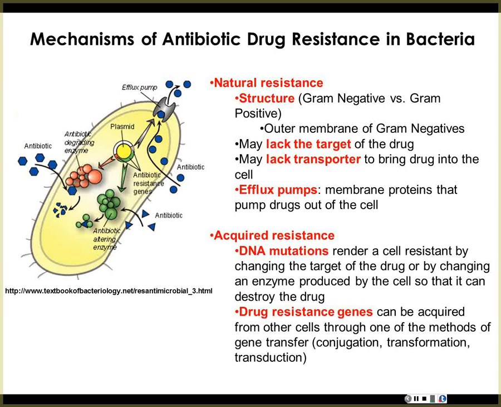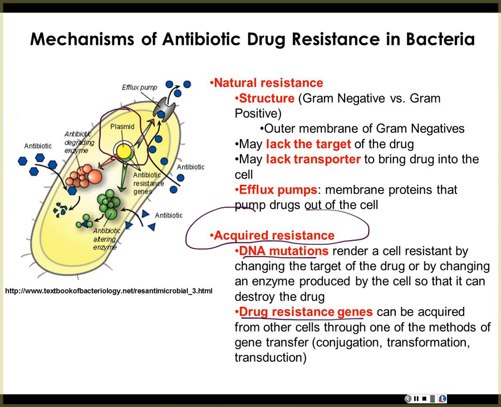Okay, that's natural resistance. Acquired resistance: you've got an organism that wasn't resistant to an antibiotic drug, and it becomes resistant to it. That could be due to a DNA mutation of some kind, or you pick up drug resistance genes through one of those horizontal gene transfer methods we talked about, like conjugation, transformation, and transduction. They're picking up genes that they didn't have before. A lot of times these genes are on plasmids, like they're showing you there.